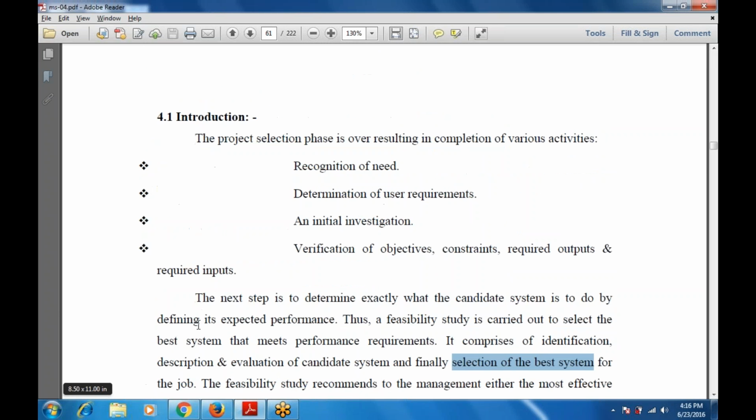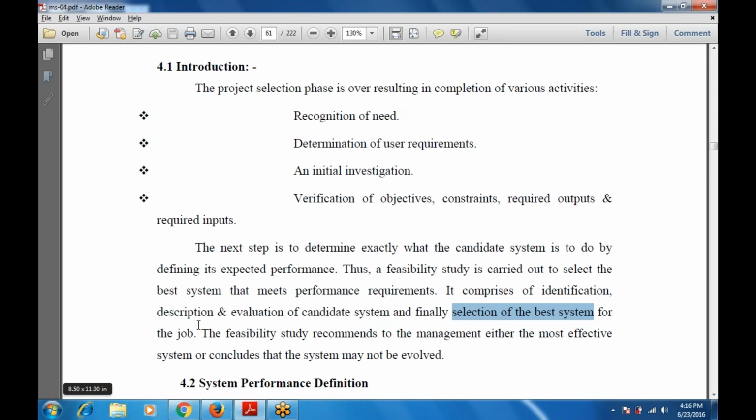Now, we have finished with the introduction, that is what we are going to study, or what is the main expectation that is covered in these activities. And the next step is to determine exactly what the candidate system is to do by defining its expected performance. Therefore, a feasibility study is carried out to select the best system that meets the performance requirements.